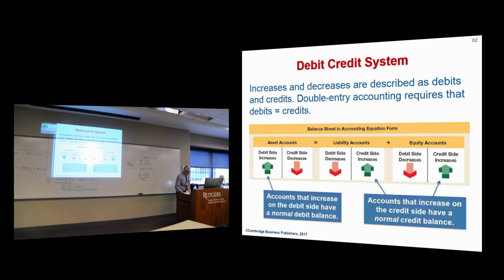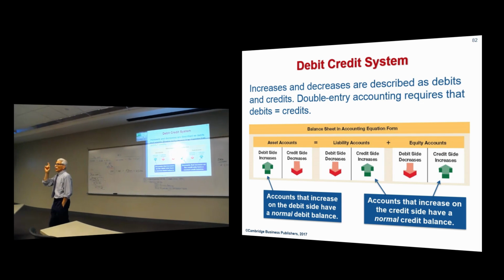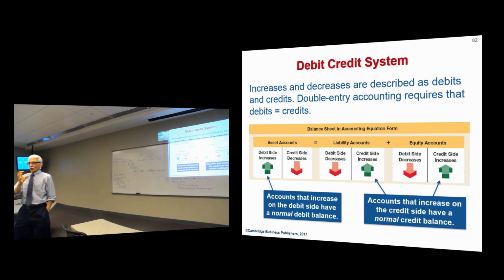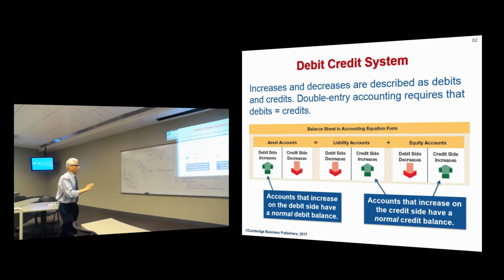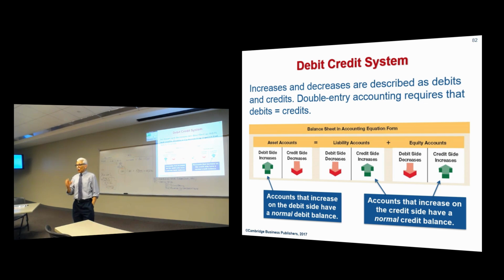But where it becomes important is to know something about the accounts. We call a normal balance something that you would expect. So accounts that increase with debits have normal balances of debits. If you're auditing and you see a cash account with a credit balance, that's a red flag. That's something that is unusual. It's not the normal balance. Or if you see an accounts receivable with a credit balance, that is not expected.